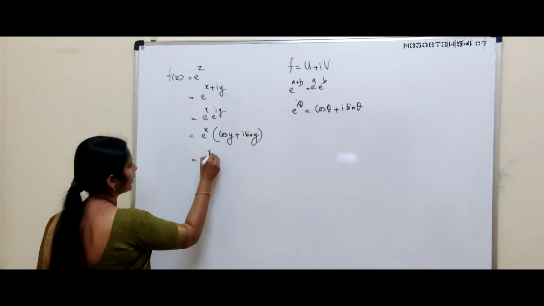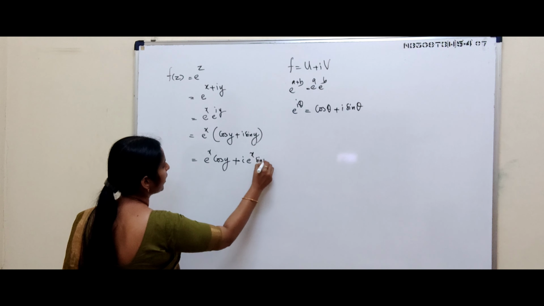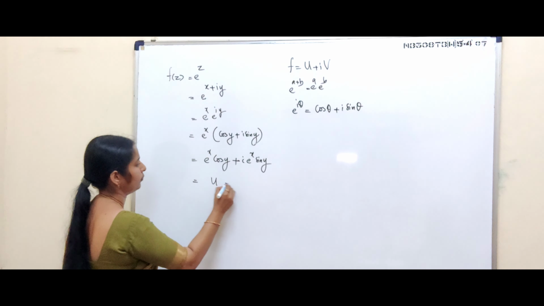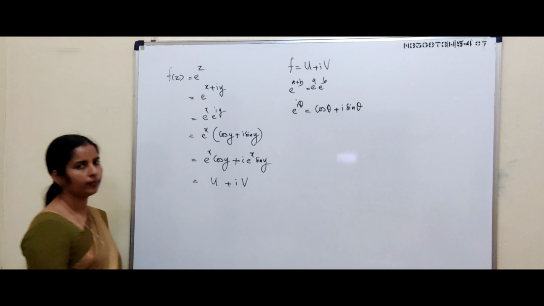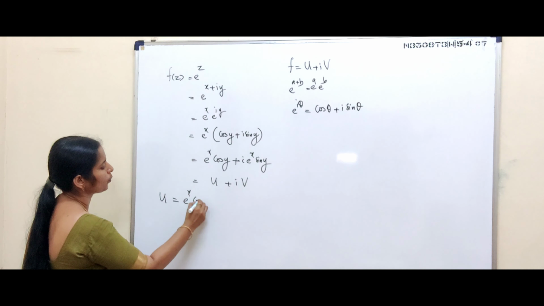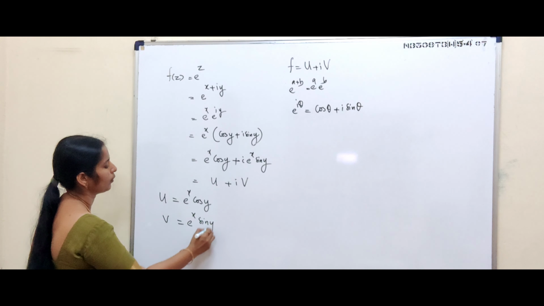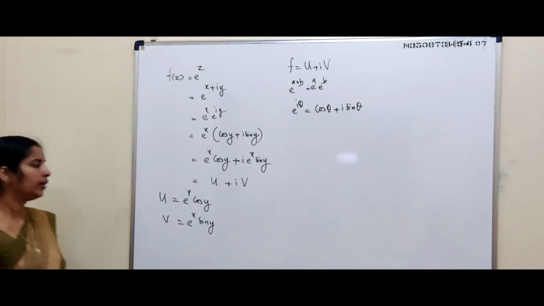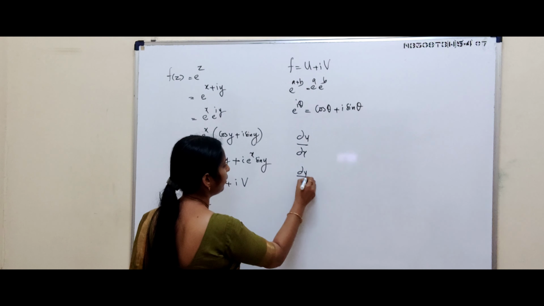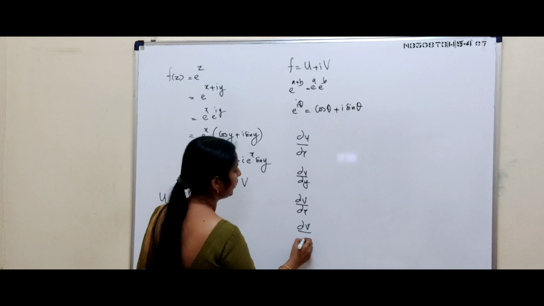That is equal to e raised to x cos y plus i into e raised to x sin y. See, now it is in the form u plus iv. What is u? u is equal to e raised to x cos y, and v is e raised to x sin y. Next we have to find ∂u/∂x, ∂u/∂y, ∂v/∂x, and ∂v/∂y.